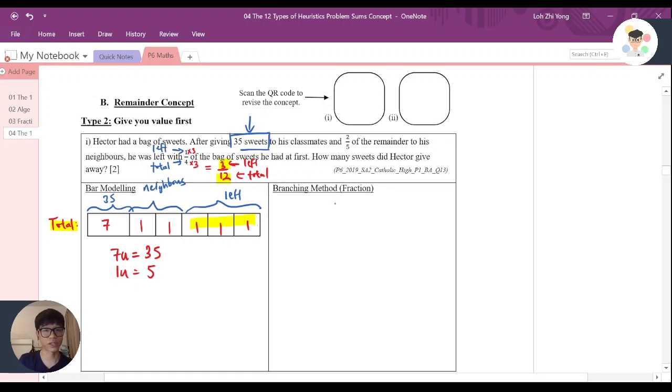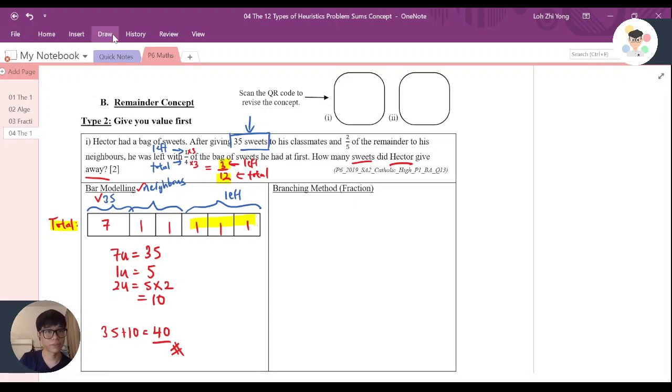And now, the question is asking, how many sweets did Hector give away? So I know he gave away 35 to the classmate and 2 units to the neighbor. So let's write down: 2 units is equal to 5 times 2, that's equal to 10. And I need to add back the one that he gave to his classmate. So 35 plus 10, and that's equal to 40. And we are done if we use the bar modeling method.